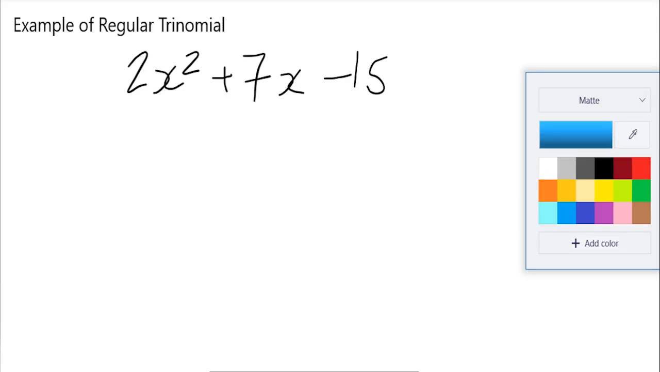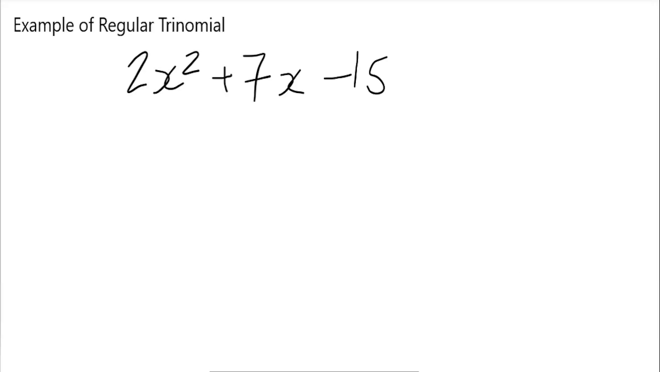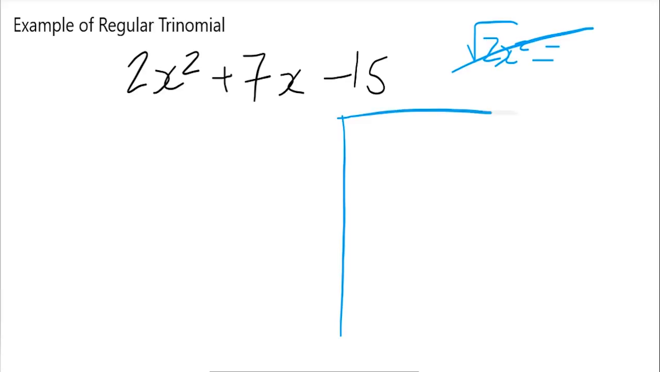So let's do that over here on the side. I'll do that in blue. So we have 2x squared. Let's take a look at that. Let's square root 2x squared. Oh, we already run into trouble, right? We can't square root 2 and get an integer. So we know that we're not dealing with a perfect square trinomial. This is essentially just a regular trinomial. So how do we deal with regular trinomials?